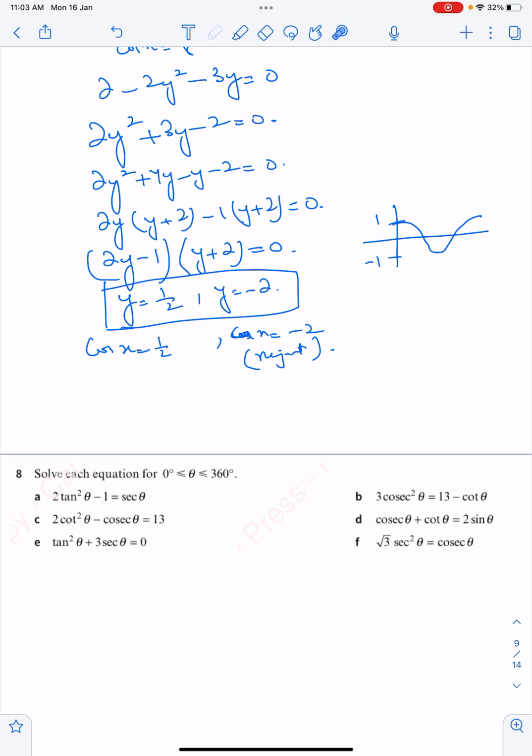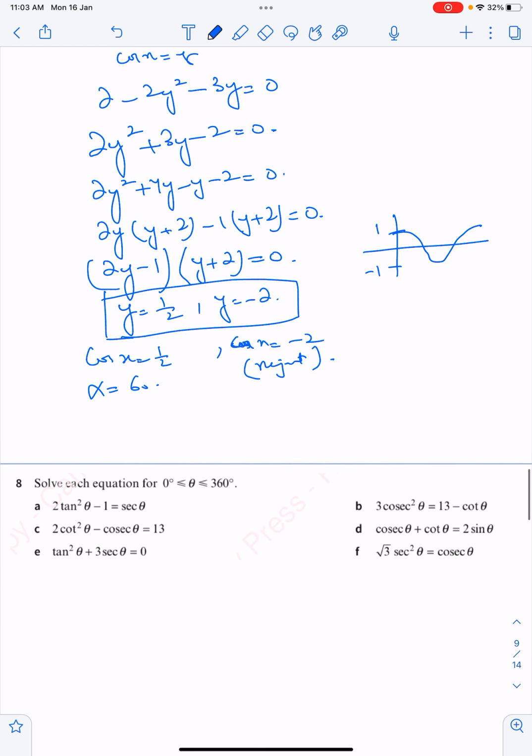Cos x equals half, so the basic angle is going to be 60. Since it's positive, you have to look for it in the first and the fourth quadrant. First and the fourth quadrant. In the first quadrant the answer will be 60 only, and in the fourth quadrant it will be 300.